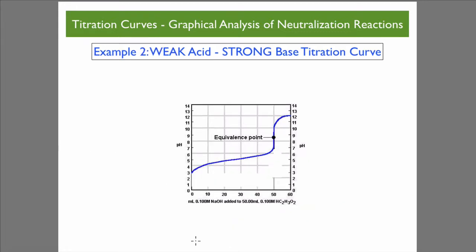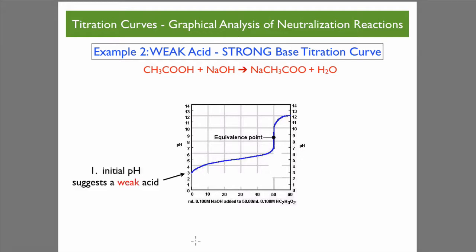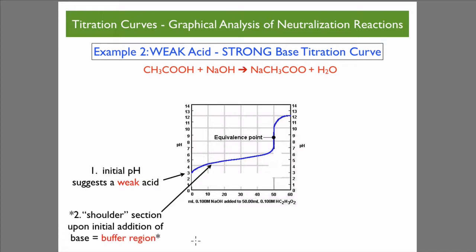What if we had a weak acid and a strong base? Ethanoic acid and sodium hydroxide. Well, the initial pH suggests a weak acid. It's got a pH of about 3. Then you get the strange shoulder section, which we'll talk about later, because you're getting a region which is buffering. Then you get the steep vertical increase, but you'll notice it's a far shorter section than when we had strong acid and strong base.